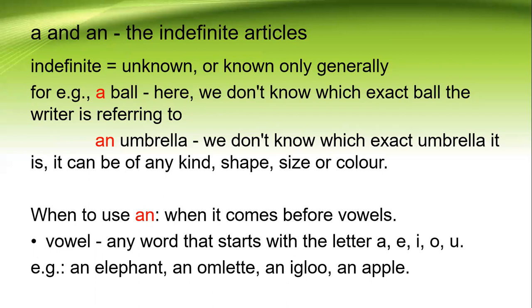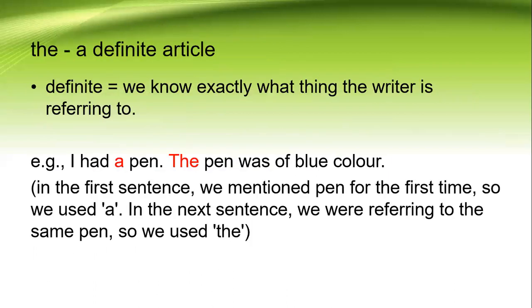But we use a ball. Why? Because B is not a vowel. Apart from A, E, I, O, U, all the other letters are called consonants, which means they can be referred to as a. So, a ball, a painting, a zebra, a giraffe. Okay, so let's move on to the next slide.